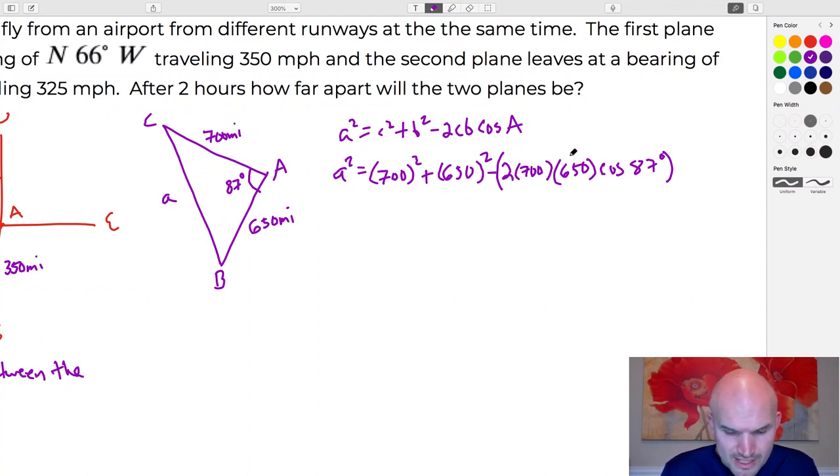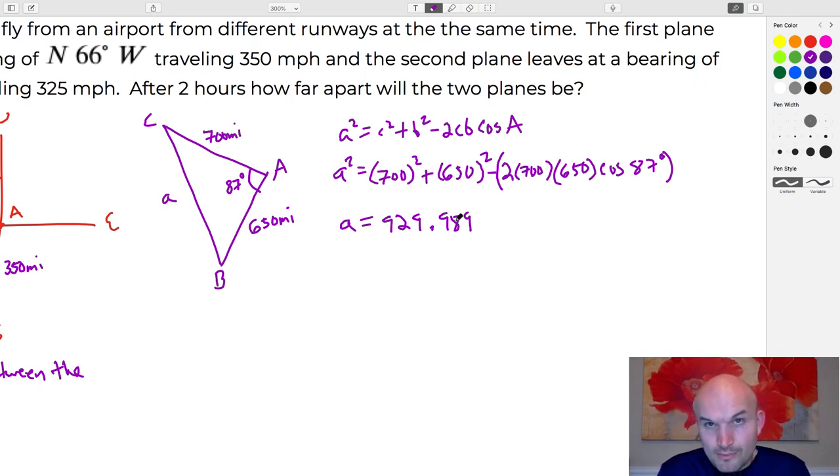650 squared, and then minus 2 times 700 times 650 times the cosine of 87. All right, now I got 864,874. Take the square root of that answer, and I get 900. Crap, I'm not getting the same answer again either. Now I'm getting a different answer each and every time. So now the question is, which one did I get? Which one is right? So A equals 929, but that's not the same one I got before.